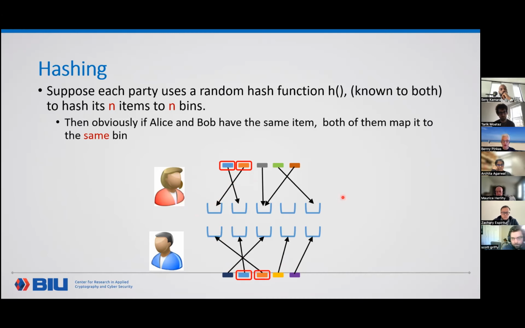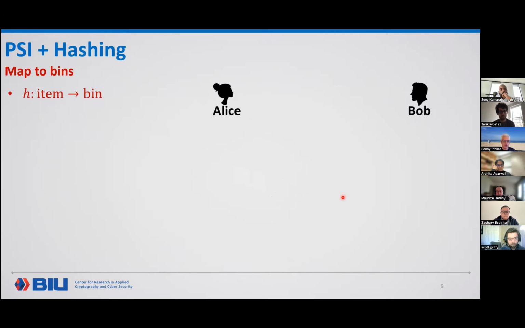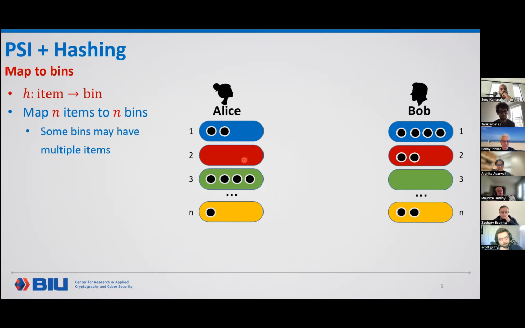So it seems that they're only going to need a linear number of comparisons, which would be more efficient. I haven't said how they compare one item to one item, but at least we have fewer comparisons. Okay, so you have this hash function. You map the n items to n bins, and what you see here is although on average each bin is going to have one item, some bins are going to have more than one item, some are going to be empty. And you need to compare all the items that Alice mapped to this bin to all the items that Bob mapped to this bin.